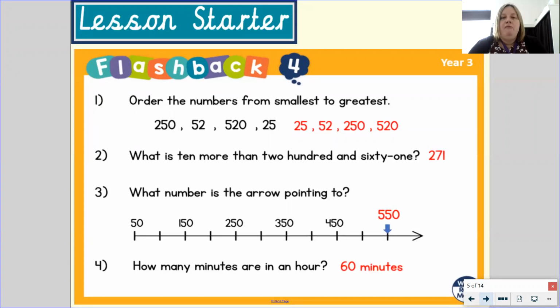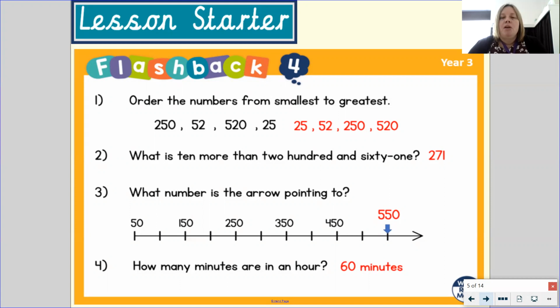Question number 1. If we put the numbers in order from smallest to greatest, first we would have 25 because 25 is the smallest number. Then we would have 52. After that, we would have 250. Finally, we would have 520 because 520 is the greatest number.